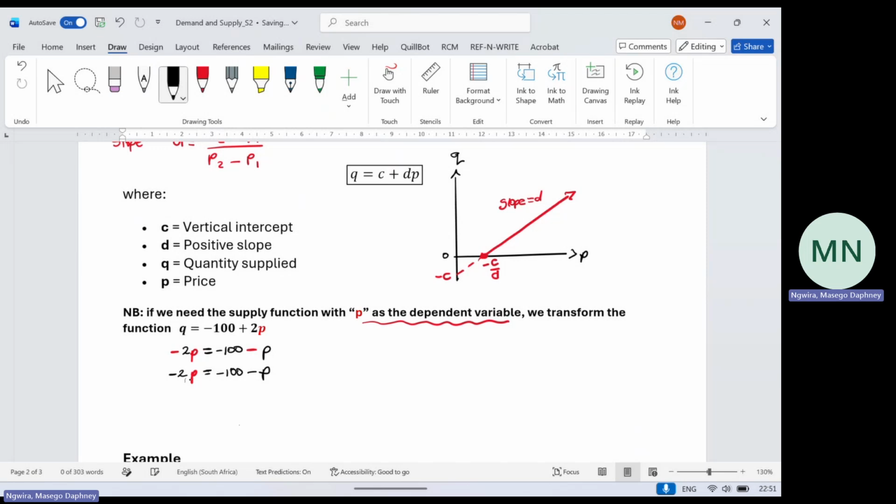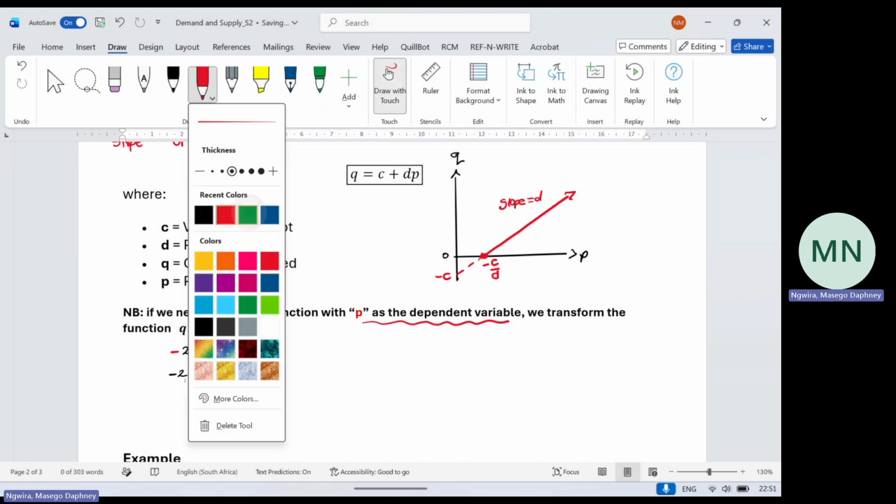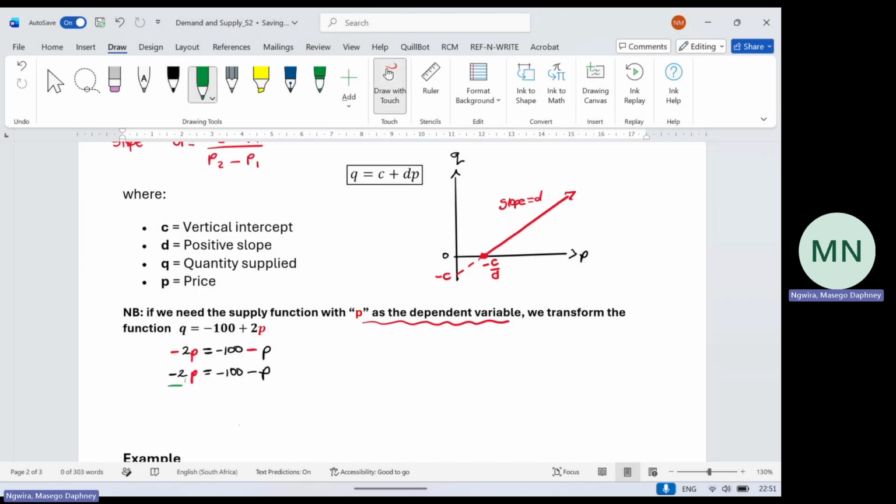Now I want P to be alone, so I'm going to divide everything by this negative 2. Whatever you do on the left-hand side, you must also do on the right-hand side. Divide this one also by negative 2. Please note that here there's a 1. Even though we don't write it next to a variable, there's always a 1. If you see x, there's a 1 next to x. Now these are going to cancel, and on this side I'll be left with P.